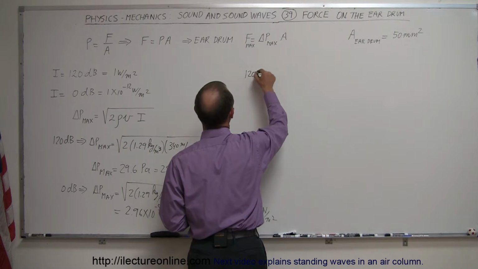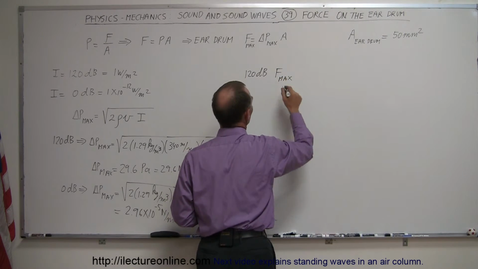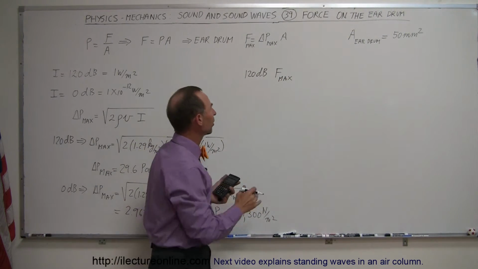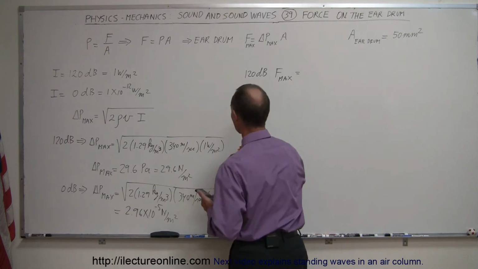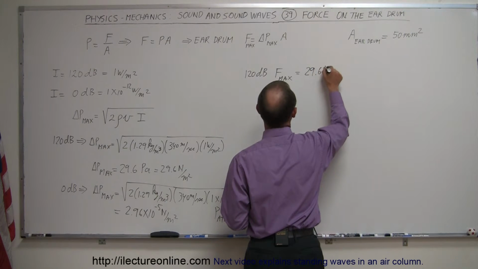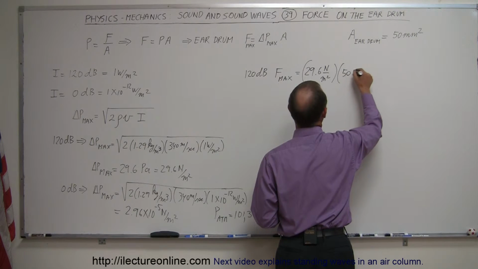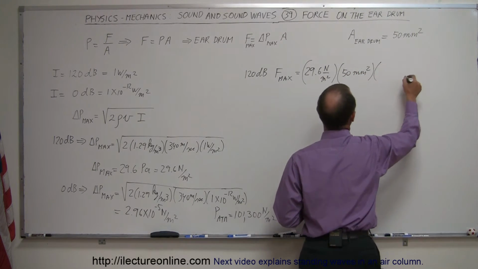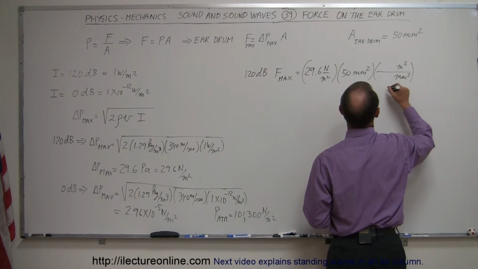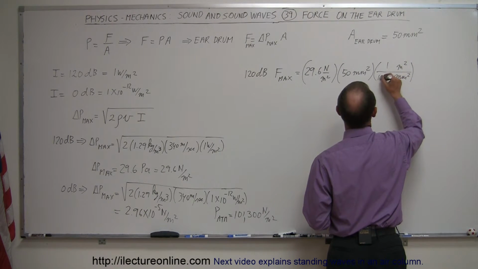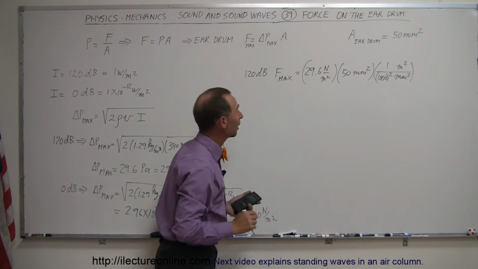So in the case of 120 decibels, the force max experienced, of course, the force will oscillate with the pressure differences. So this is equal to the delta P max. The delta P max we found was 29.6 newtons per square meter, and we have to multiply that times the area of an eardrum, which is about 50 square millimeters. Convert that to square meters, so we need square meters on top, millimeters on the bottom. 1 meter is 1,000 millimeters, and of course 1 square meter is 1,000 millimeters squared.